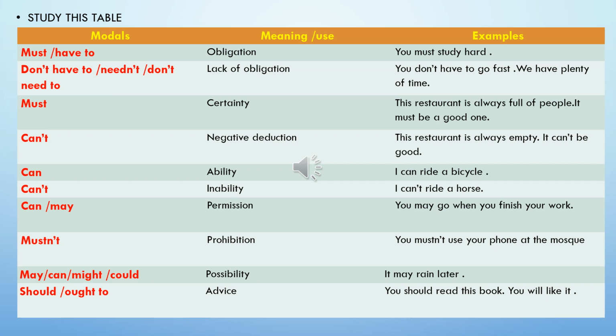It's your choice. It's your opinion. You can read it. If you don't want to read it, there is no problem. But if you read it, you will like it. So you should read this book. I am just advising you. I am just giving you some advice to read this book because I read it myself and I find it good. So I advise you to read this book. The opposite of should is should not. Okay? Should not. Good.